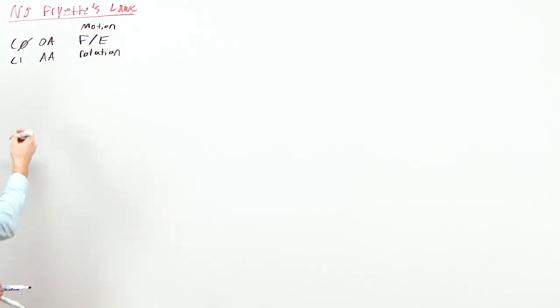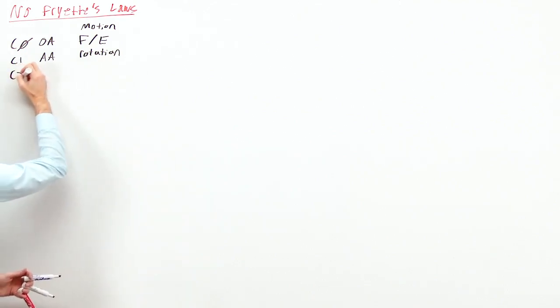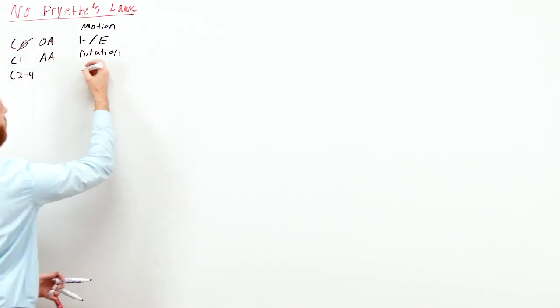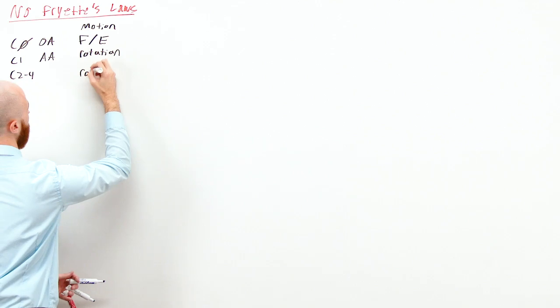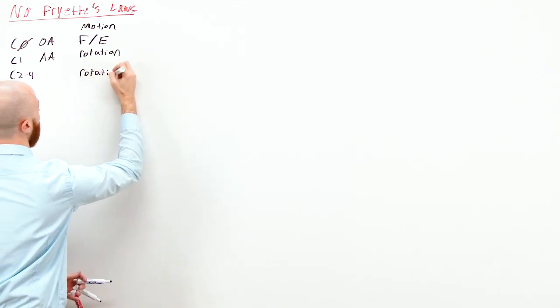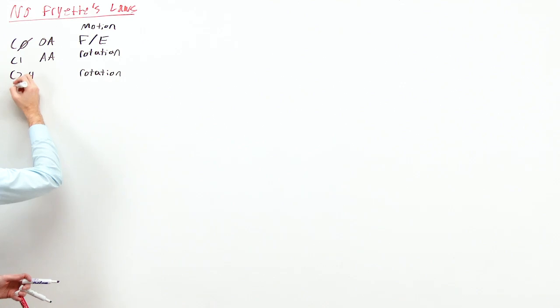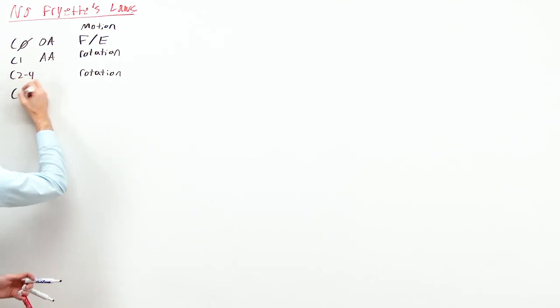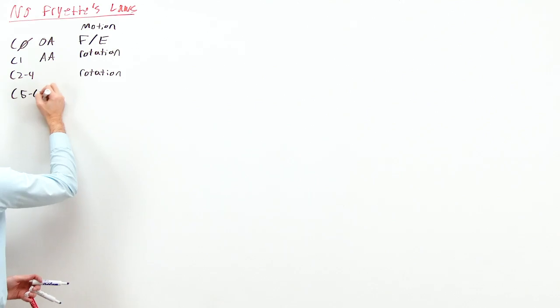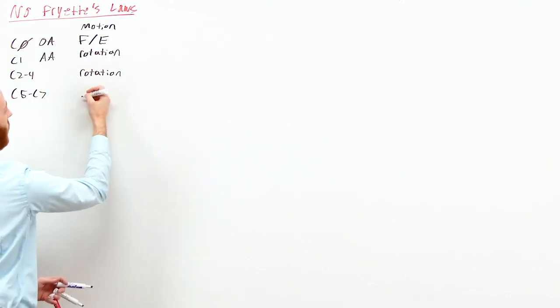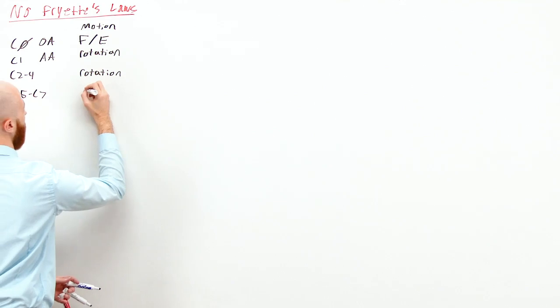Then you have C2 through 4. The primary motion is also rotation. And then you have the bottom cervical, C5 through C7. The primary motion here is going to be side bending.